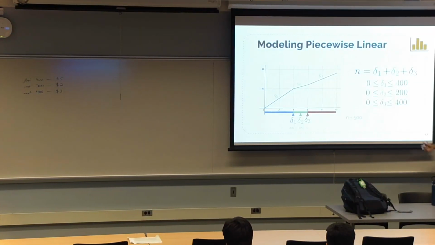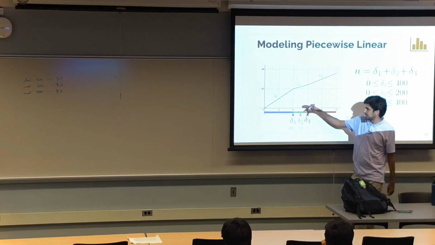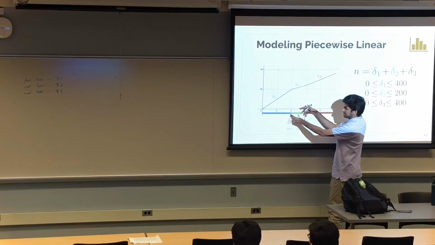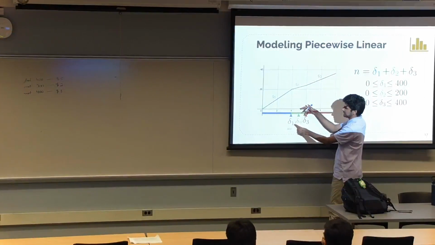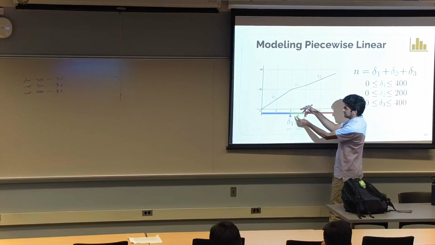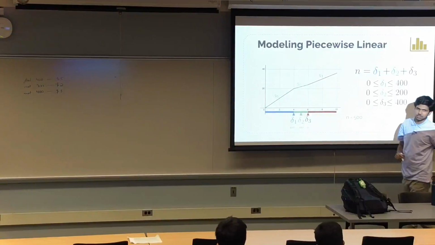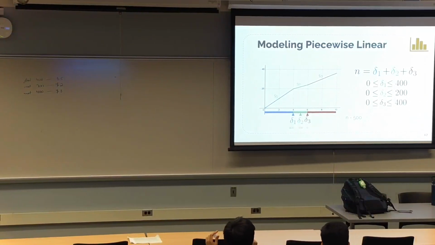If we chose to produce 500 ducks, then we're here on the x-axis. So we must have crawled past the upper limit of delta 1. So delta 1 is at its maximum. Delta 2 goes up to 500, which is where we're at, so delta 2 equals 100. And you can see summing the values together does give us n.